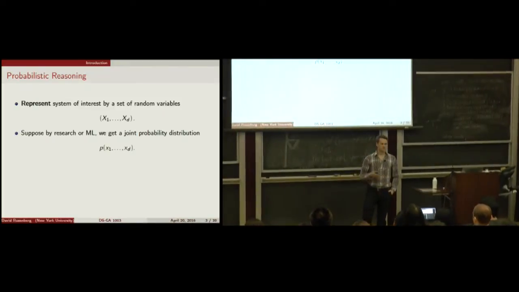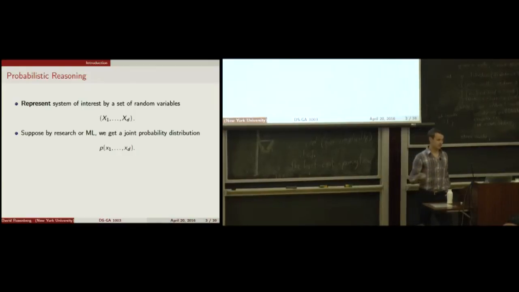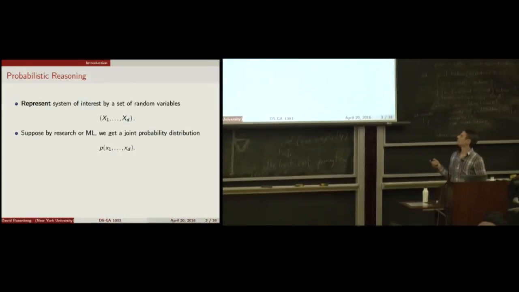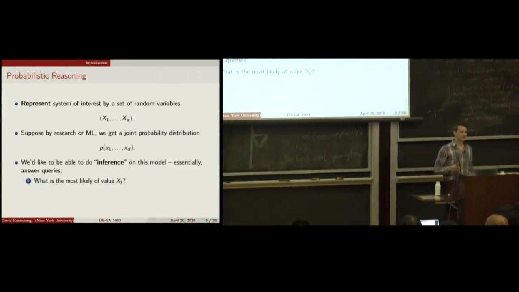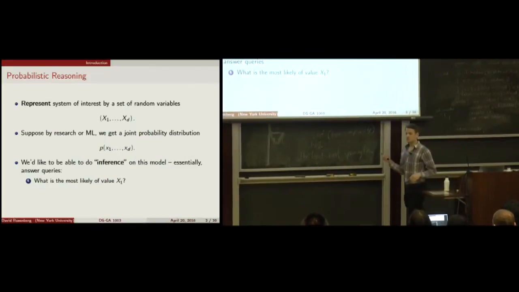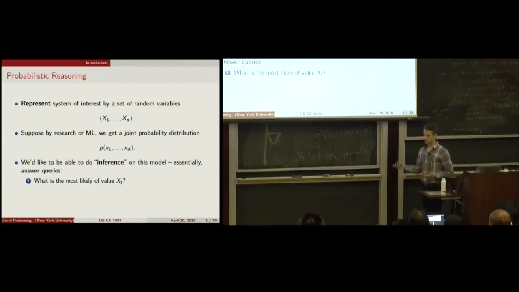Suppose, whether by running experiments in the lab or doing machine learning, or somehow or another, we come up with this joint distribution describing how all the random variables are related. Then we can do things called inference. Inference on a probabilistic system is basically making queries about the system. For example, given d random variables, you could ask, what's the most likely value of x1, one of those elements? That'd be a very simple query.